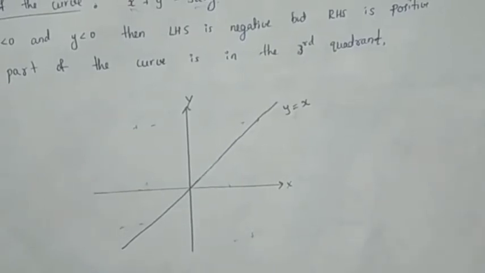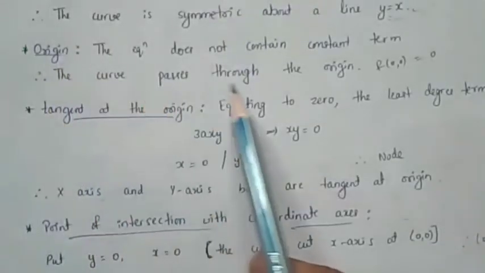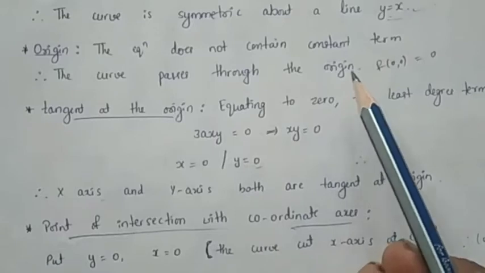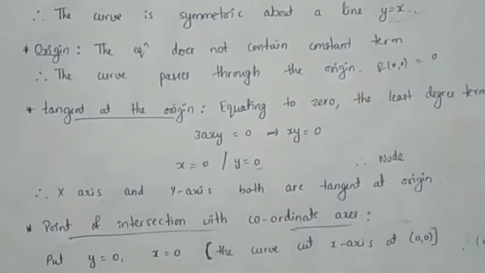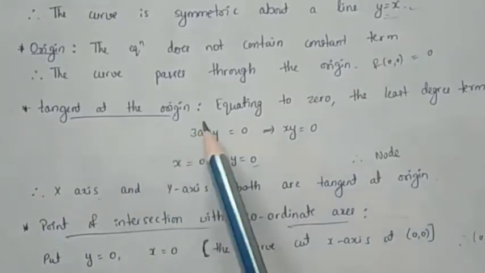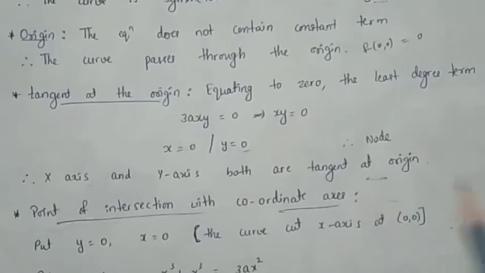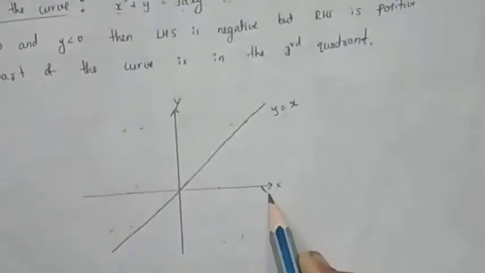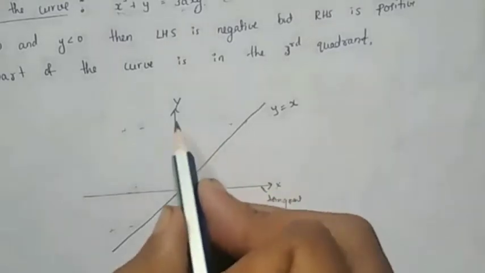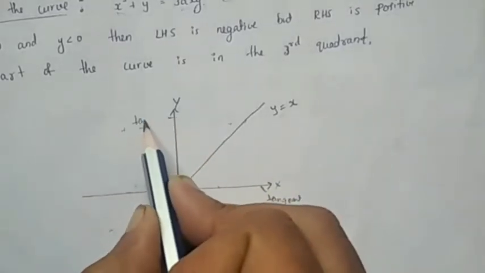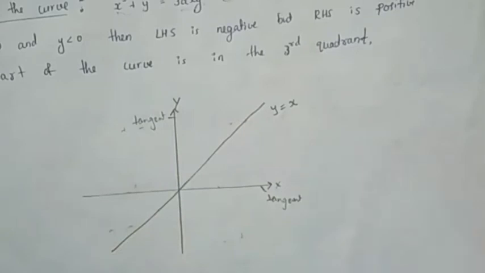The next point is the origin. The curve passes through the origin. The next point is tangents at the origin. Both the x-axis and y-axis are the tangents at the origin.